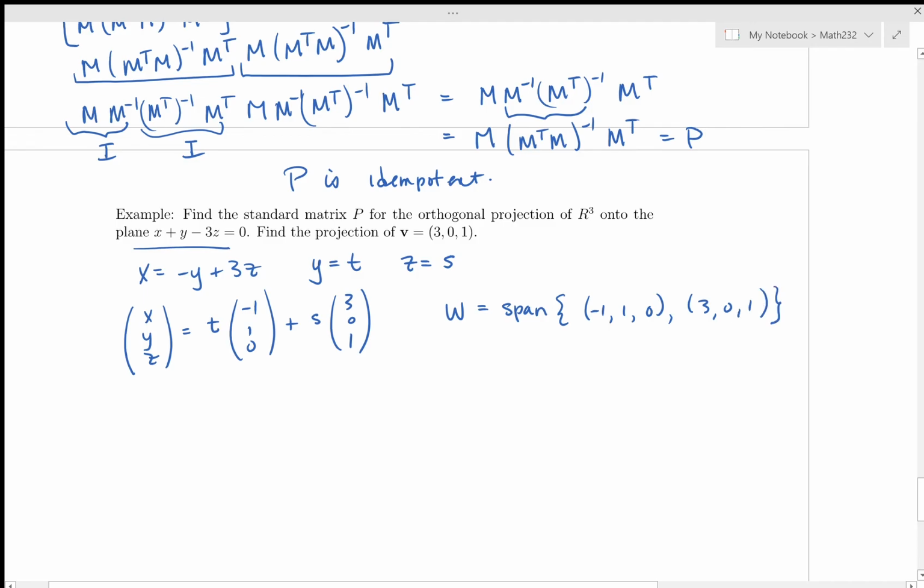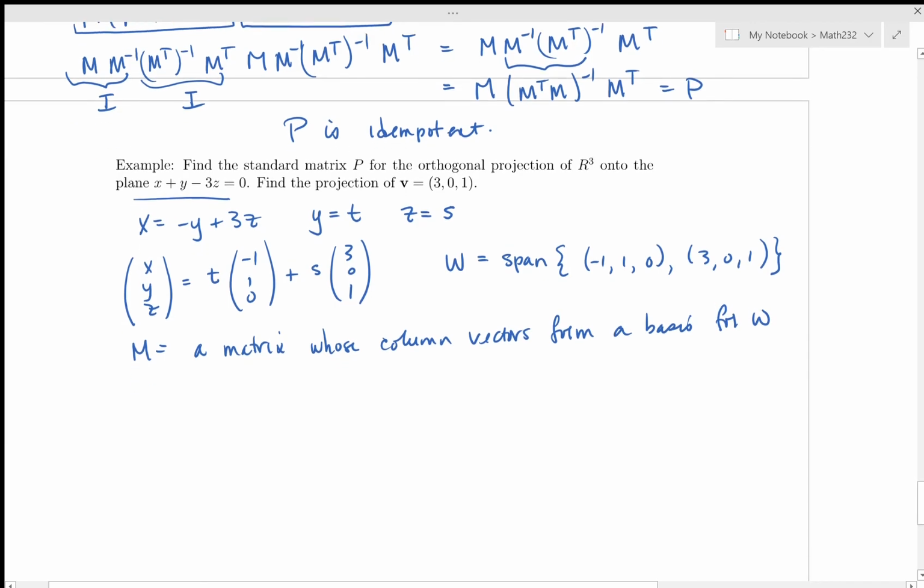So those two vectors form a basis for the subspace that we want to project onto. So M is going to be a matrix whose column vectors form a basis for W. And I already know what those are. I've identified those. So I've got M. Once you've got M, the game is pretty much over, because it now becomes a pile of calculations, right? I need to calculate this formula.